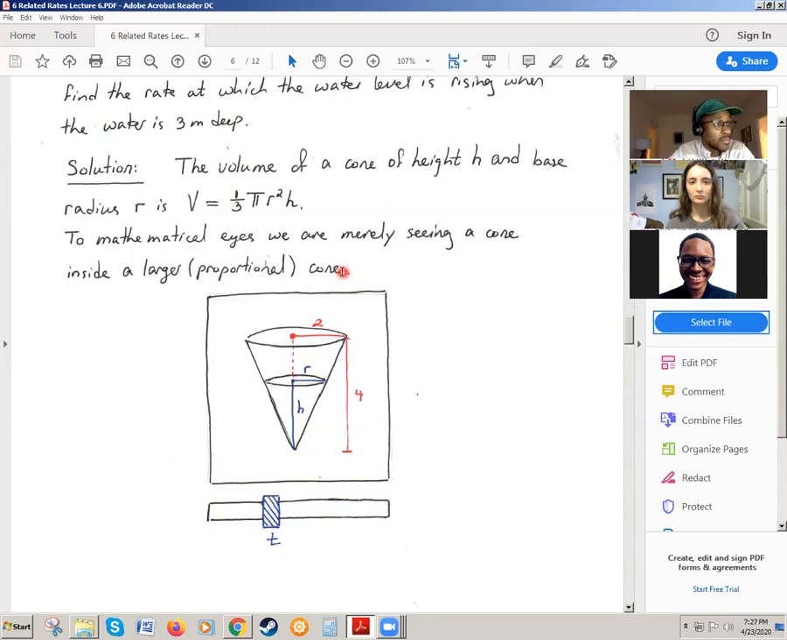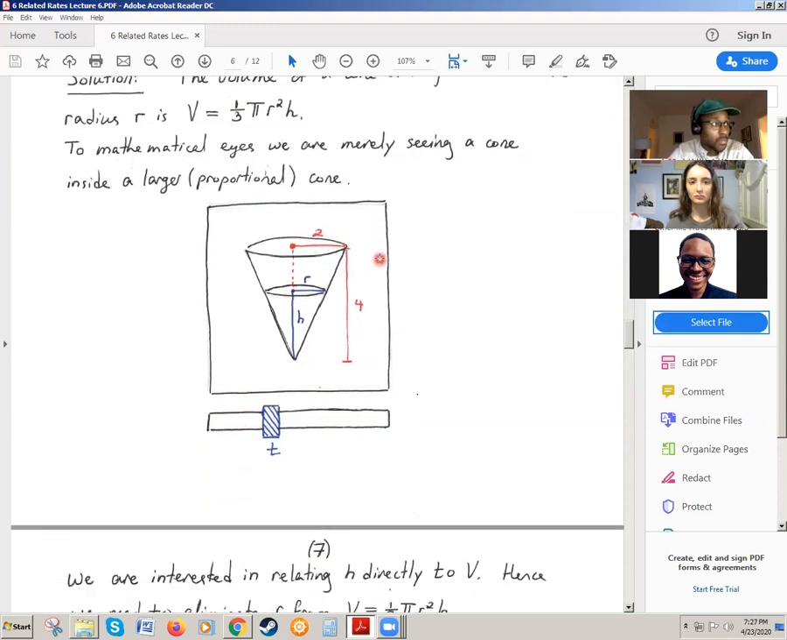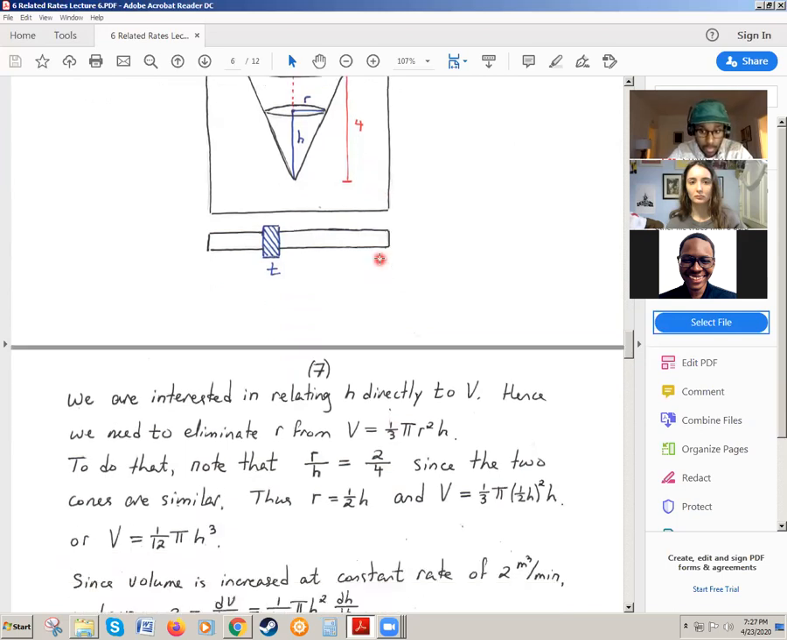So what you're going to write is, for the volume, instead of that formula over there, volume is equal to 1/3 times pi times (1/2 h) squared times h. You can see it over here. Volume is equal to 1/3 pi (1/2 h) squared h, because r over h is 2/4, so r equals 1/2 h. So I have this formula, and this formula enjoys the lack of r. It only relates V to h.